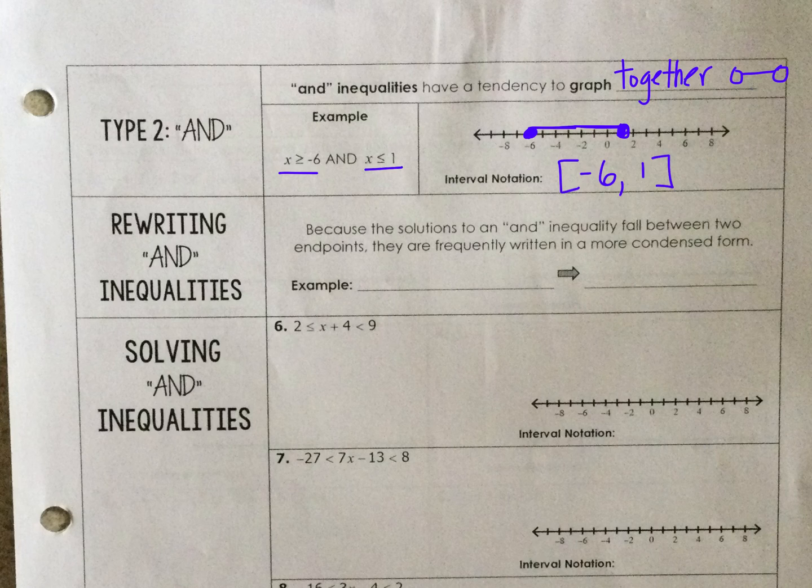Because the solution to an "and" inequality falls between two endpoints, they're frequently written in a condensed form. So instead of writing x is greater than or equal to negative 6 and x is less than or equal to 1, I'm going to write my negative 6, write my 1, put an x in the middle, and it's always going to be less than or equal to. So when we have "and"s and we write it condensed, it's always less than or equal to.